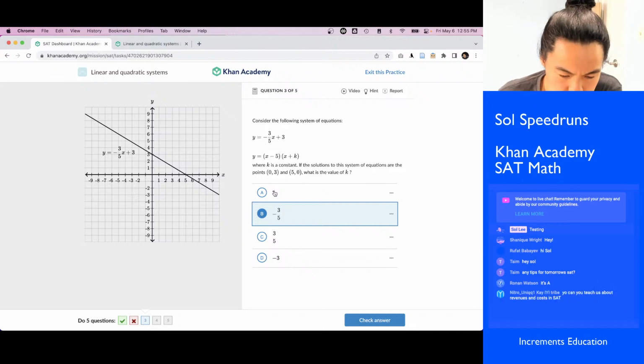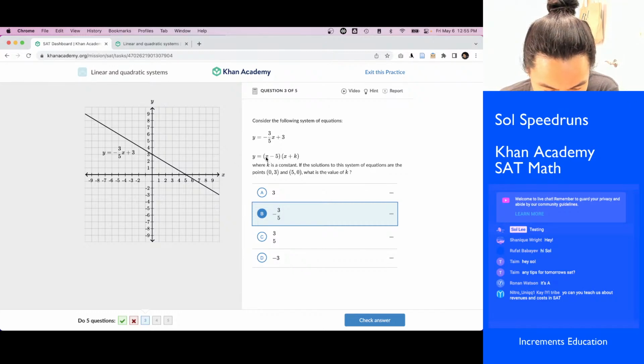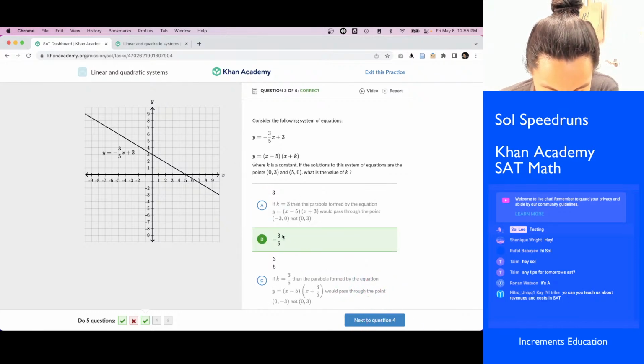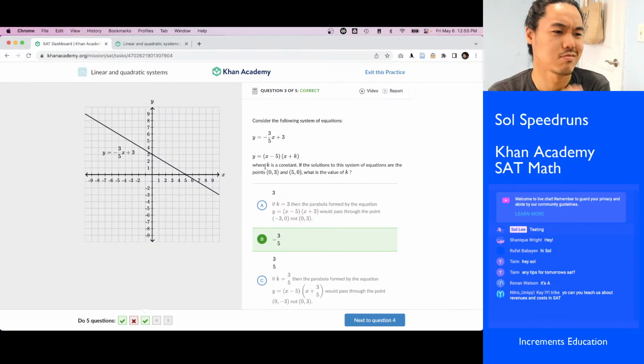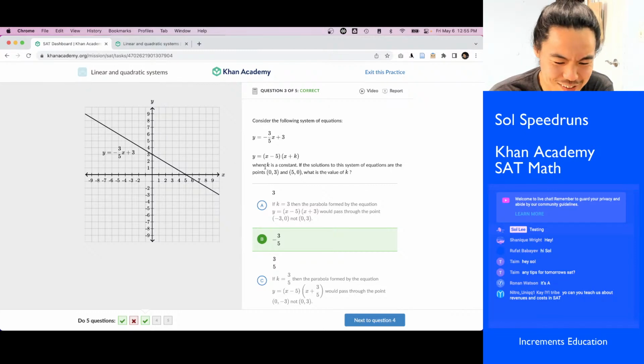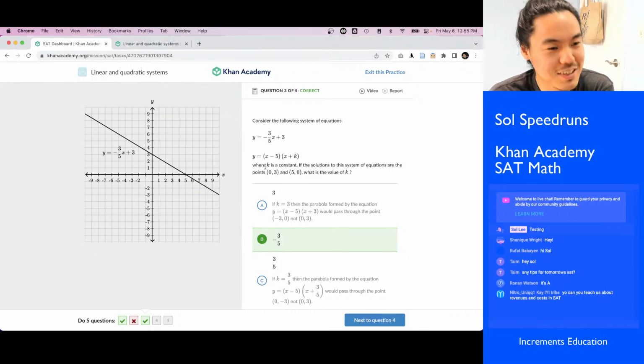Wait, do you even need the system to do this? If it's (0, 3), then that's minus 5 times k is equal to 3. So I think we can just get the answer right away. That's insane. Why is this question this easy?